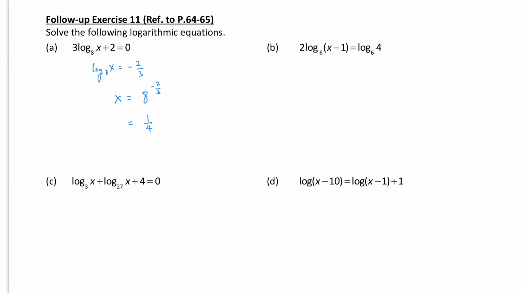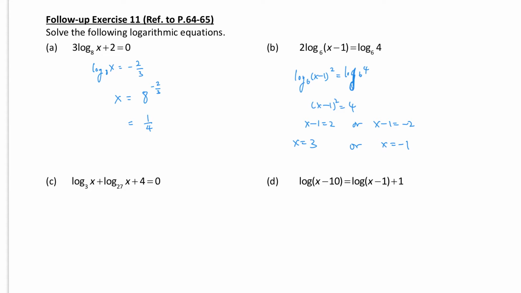Part A: 3 log x with base 8 plus 2 is equal to 0. Because I have one logarithmic function and all the other terms are constant, I will make log x with base 8 the subject, and the right hand side is negative 2 over 3. So according to the definition, I know x is equal to 8 to the power negative 2 over 3, which is equal to 1 over 4. Not very difficult.